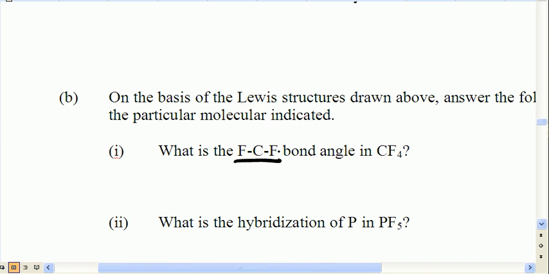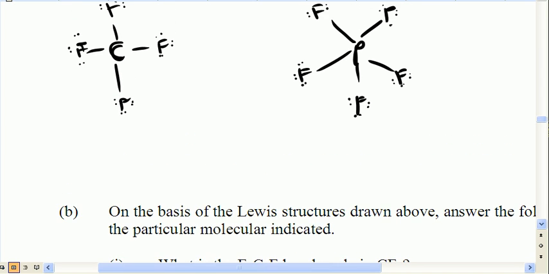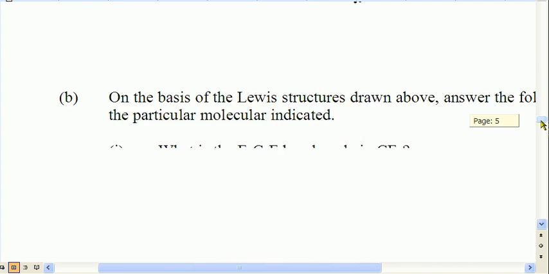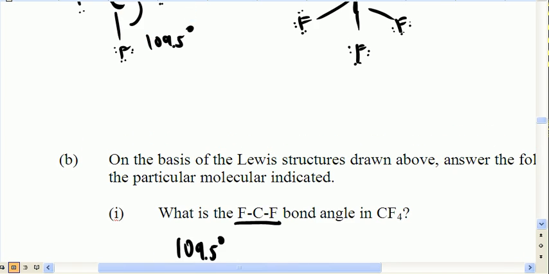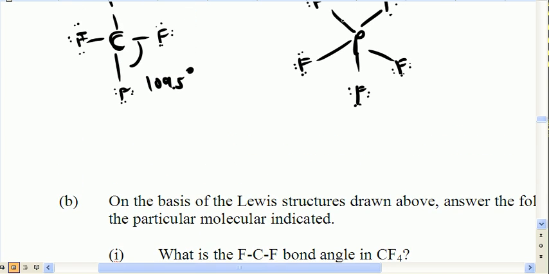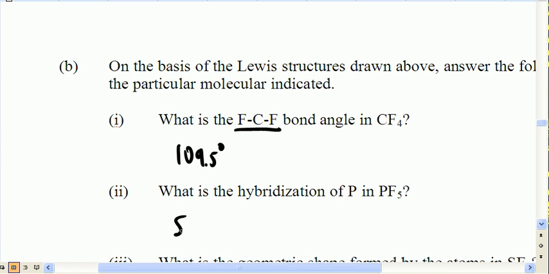Alright, FCF bond angle, this is tetrahedral. And that's going to become 109.5. Get that from your close book. Hybridization of P in PF5. Okay, there are 5 things around it, so S, P, P, P, D. SP3D.